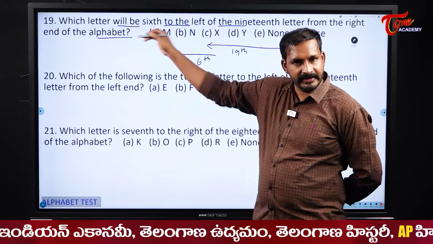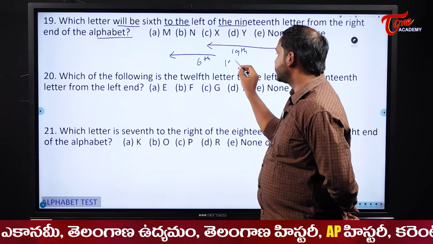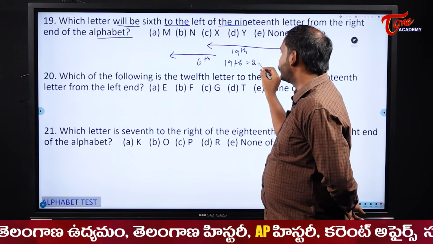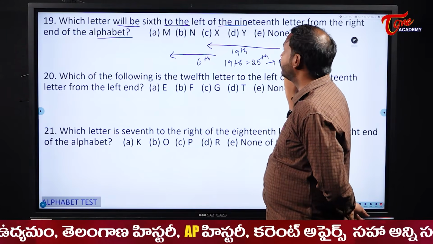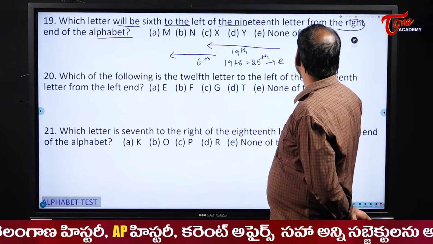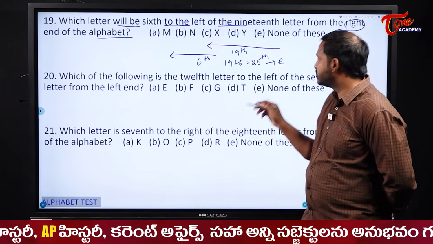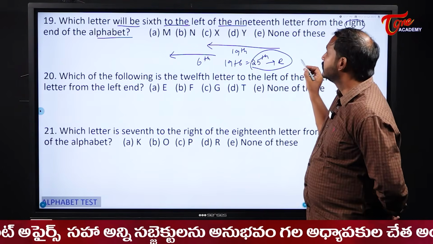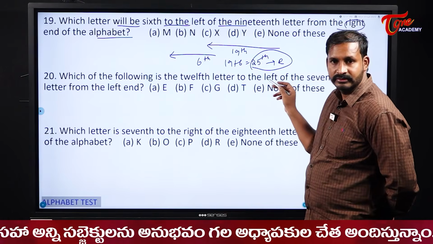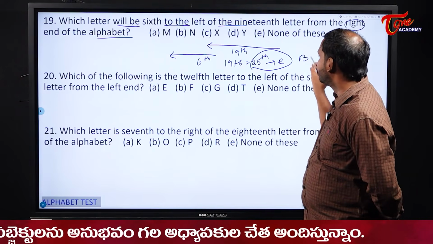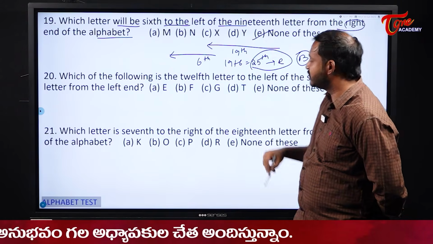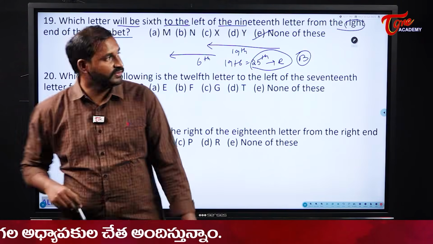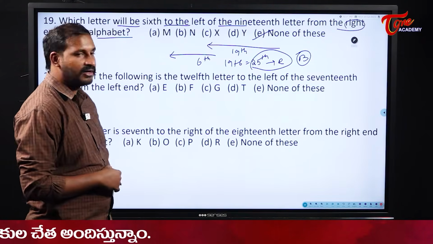6th left, moving in the same direction. Yes. 19 plus 6, what does it become? 25th from right. Why? Because we are writing it from right, right? The last change is from right. So what is the 25th from right? We know it directly. It will be B. 25th from right is B. So our answer here becomes none of these.